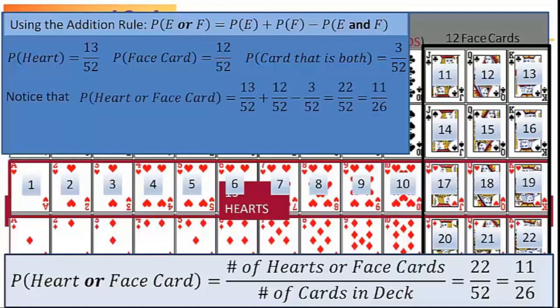And if you plug into the addition rule formula, you'll notice that the probability of getting a heart is 13/52, plus the probability of getting a face card is 12/52, minus the probability that you get a card that's a face card and a heart. That's 3/52. That's 13 plus 12 minus 3, which is 22. So you get 22 over 52, which is 11/26, which is exactly the answer we got earlier by doing it without using the addition rule. So this is just another example of where the addition rule works, but you could really do it without it.